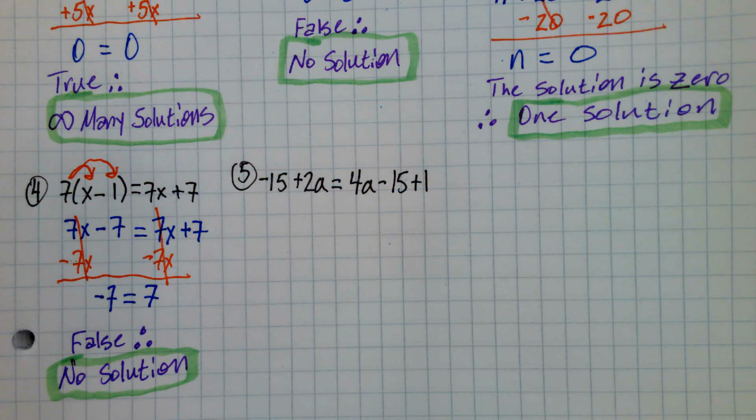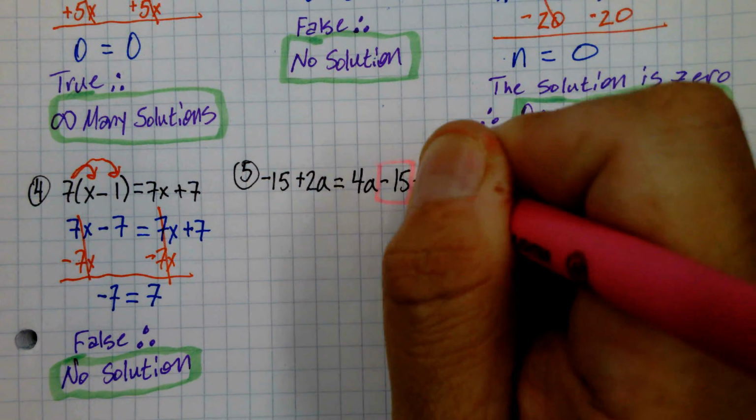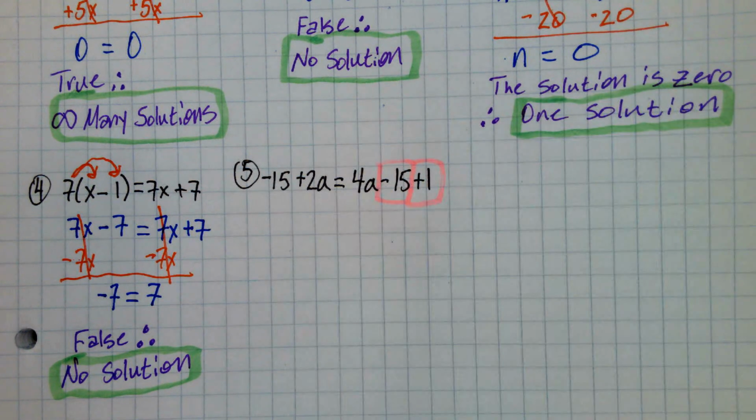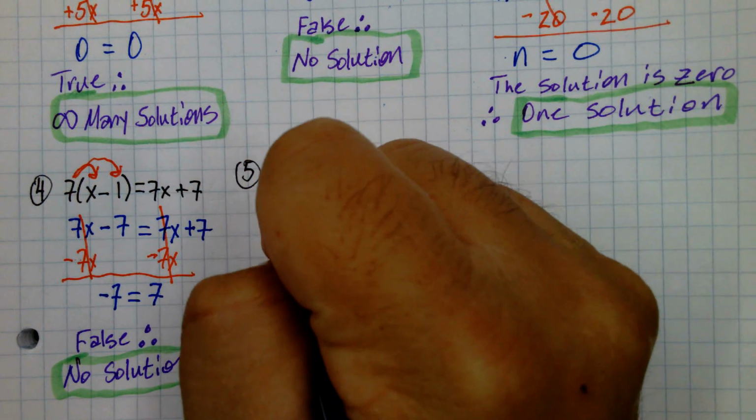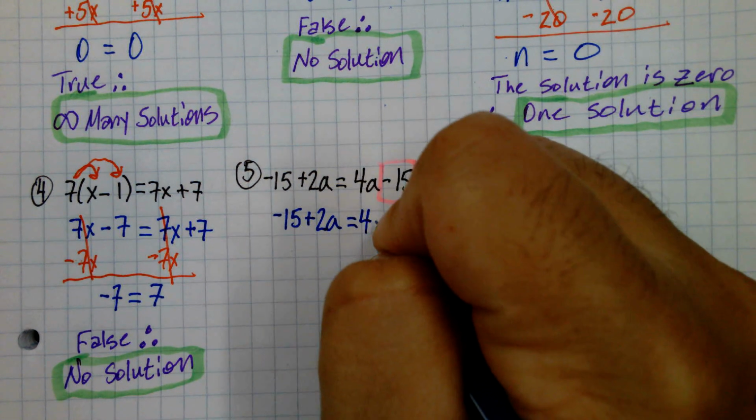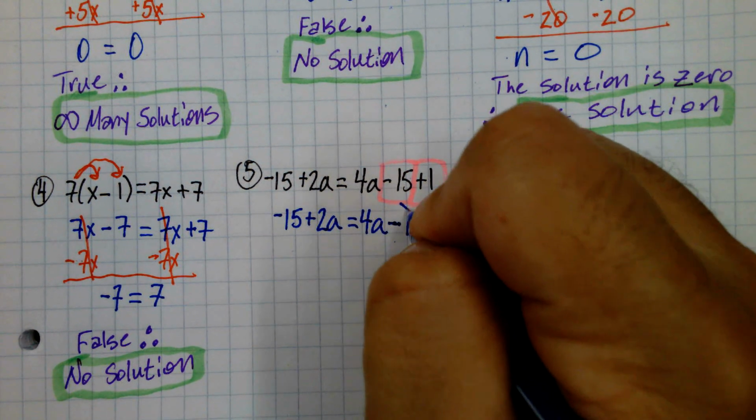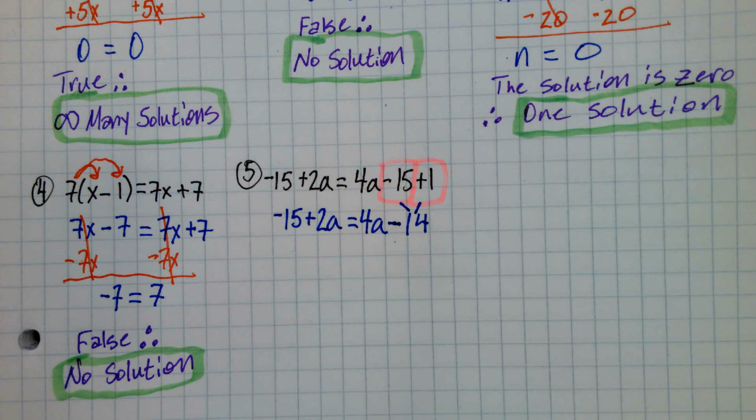I can combine minus 15, negative 15, and positive 1. What's negative 15 plus 1? That's going to be negative 14. So I end up with negative 15 plus 2a equals 4a minus or negative 14. These two combine to give me that. Okay. All right. What do you think? One solution, no solution, or infinitely many?